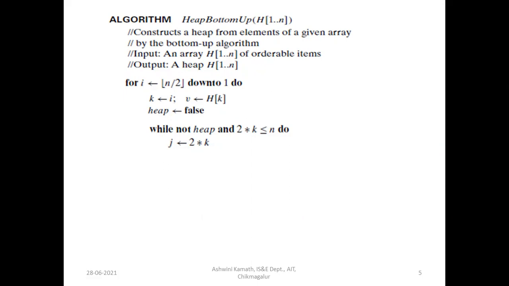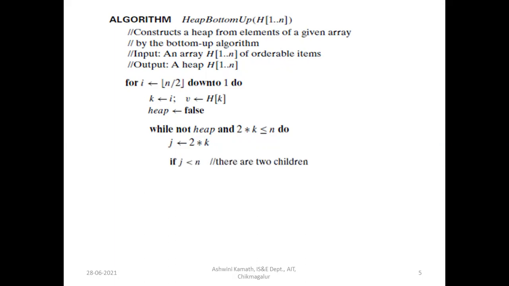We are going to check for its child node. While constructing the heap with an example, you will come to know what we are doing in the algorithm. So while not heap, that is heap is equal to false, that is one condition, and 2 multiplied with k is less than or equal to n. If these two conditions are true, then j is equal to 2 into k.